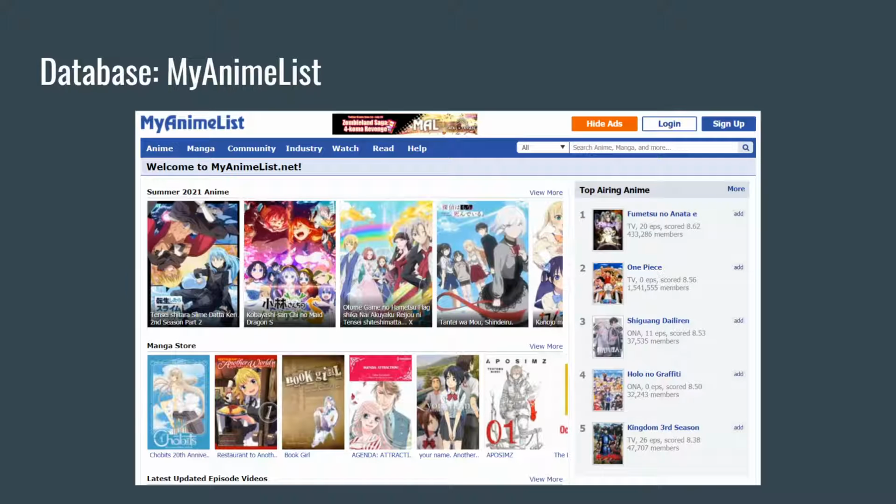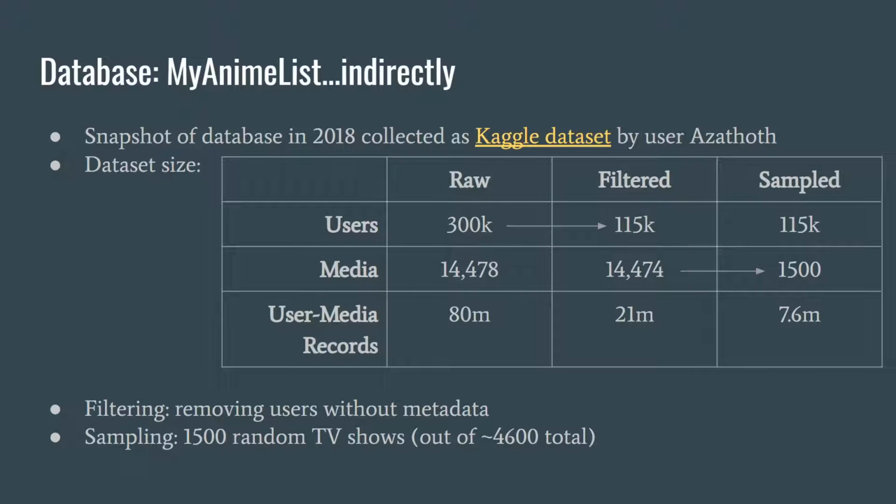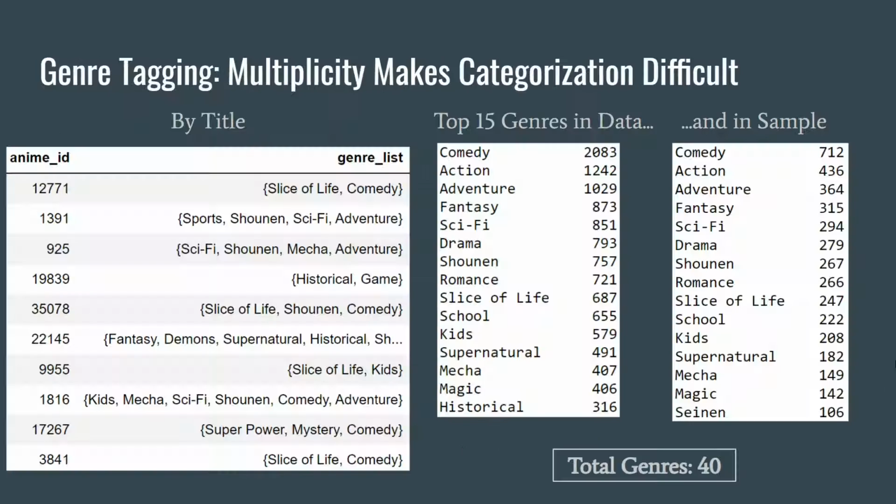The database that we'll be working from is MyAnimeList, one of the larger databases of anime information and user watch patterns on the internet. There was a data set collected in 2018 on Kaggle, which had around 300,000 users and 15,000 anime titles. The users will be filtered from 300,000 to 115,000 for users without metadata, and I'll be taking a sample of 1,500 TV shows out of around 4,600 total TV shows for the sake of my poor computer.